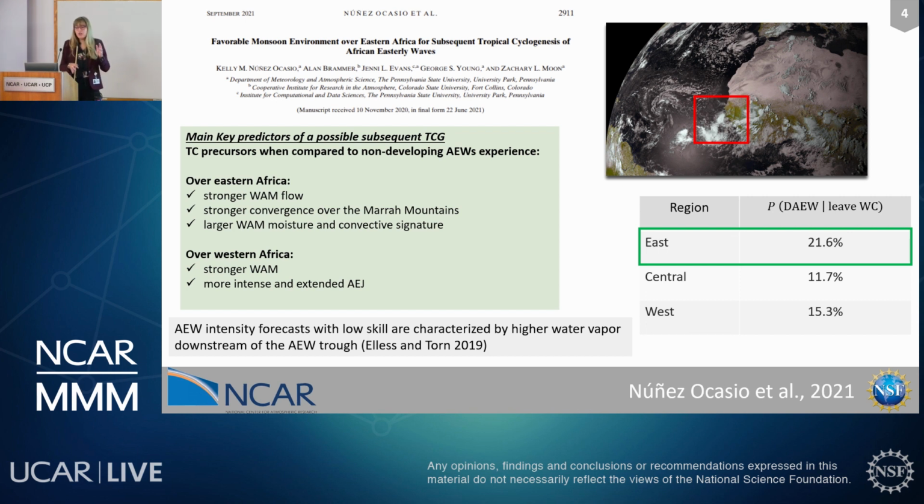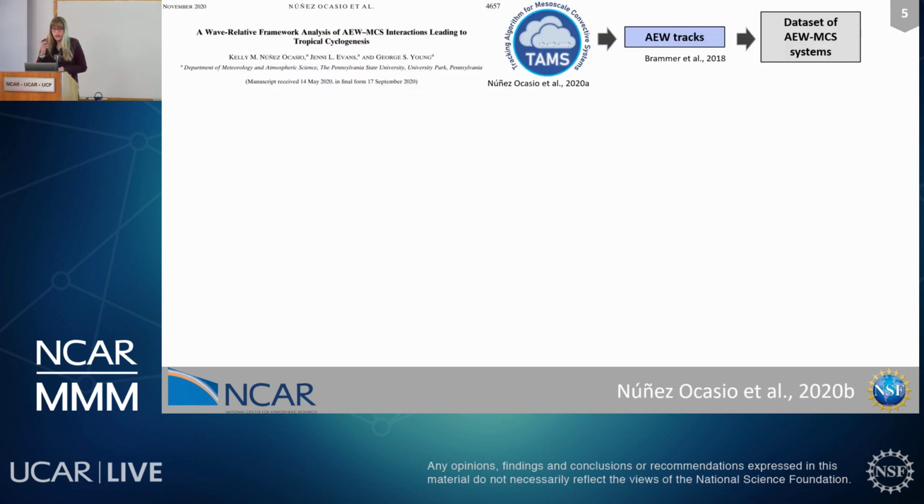And so now, understanding a little bit more how the large-scale environment over Africa relates to TC genesis, how do the mesoscale convective systems differ between waves that do become tropical cyclones and those that do not? And so that brings me to the other research project. In this project, I made use of several tools. The first one is TAMS.